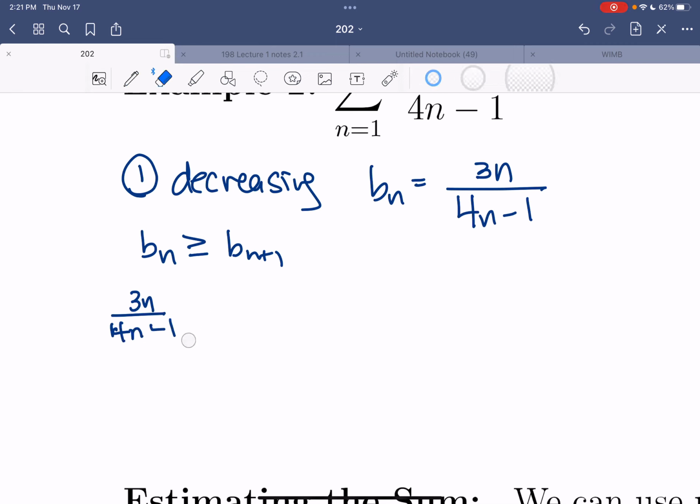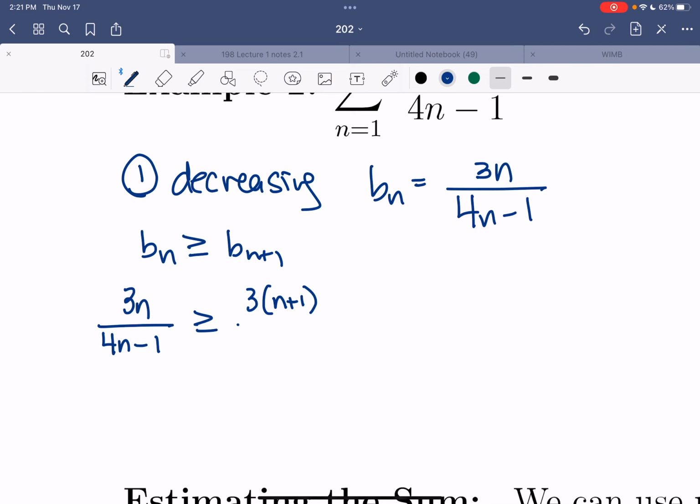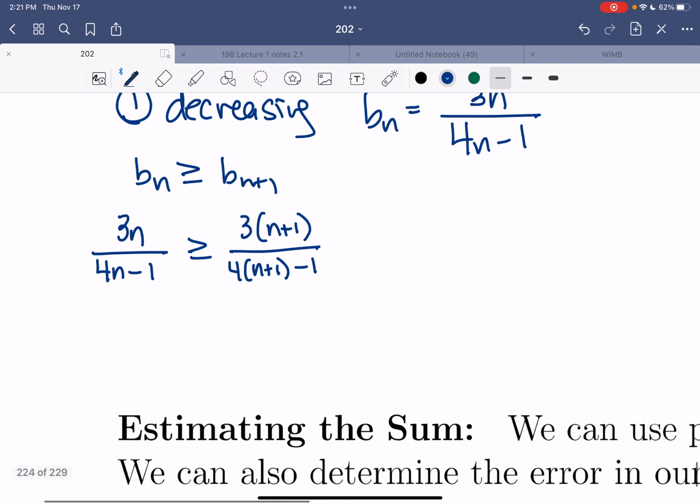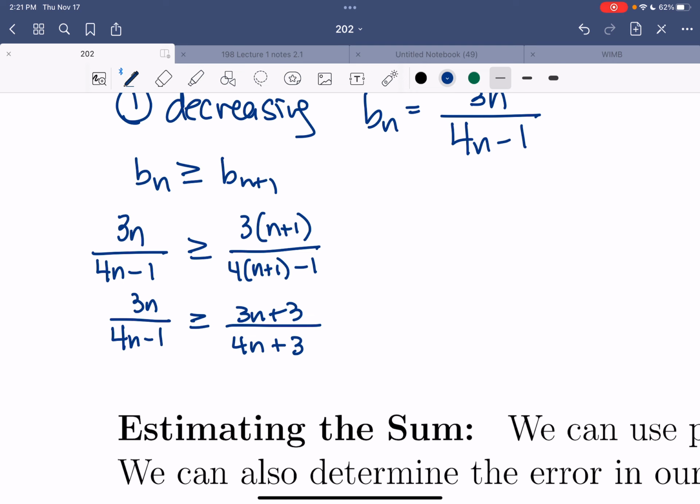Oh, man, I'm having trouble writing. Let's try that again. 3n over 4n minus 1. And we're showing that that's greater than or equal to, we'll replace the n with n plus 1. So 3 times n plus 1 in parentheses, over 4 times n plus 1 in parentheses, minus 1. And that's 3n over 4n minus 1 greater than or equal to 3n plus 3 all over 4n plus 4 minus 1, so 4n plus 3.